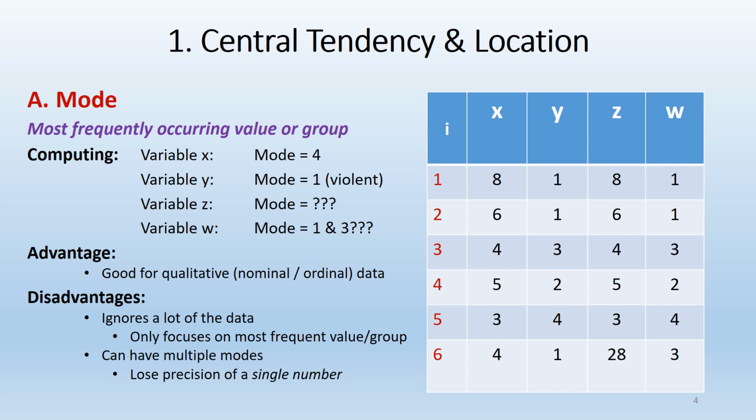So do we say that we have two modes? A technical term for that would be bimodal, and we'll talk more about that later. But do we say we have two modes, 1 and 3, or do we pick one, or what do we do? So that's going to throw some confusion in.